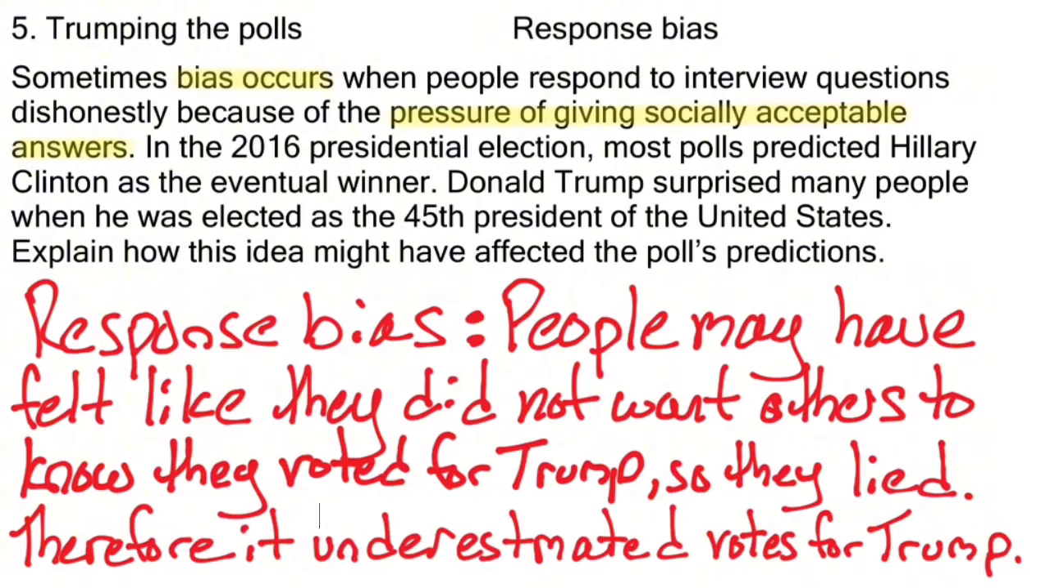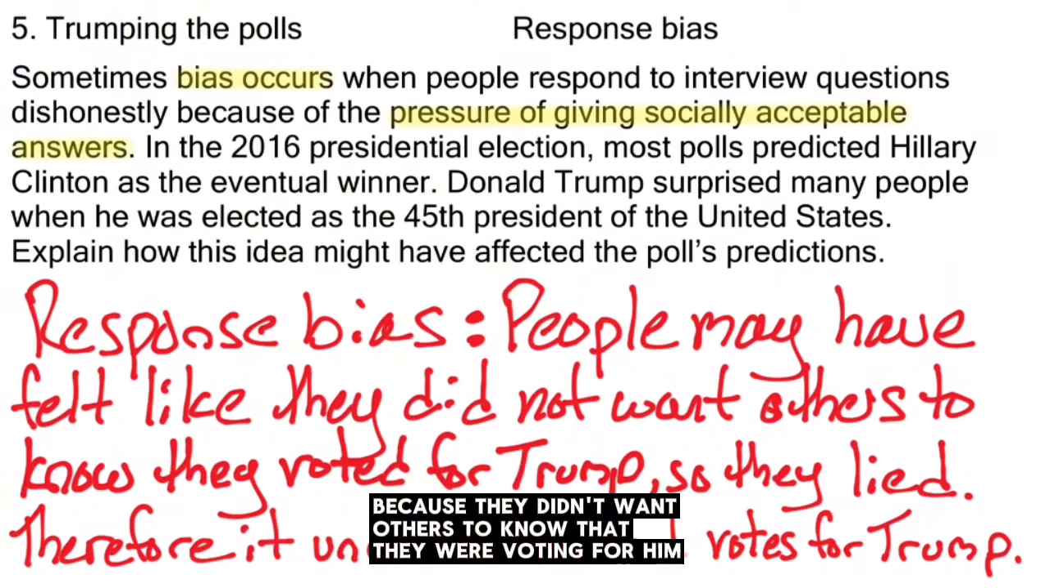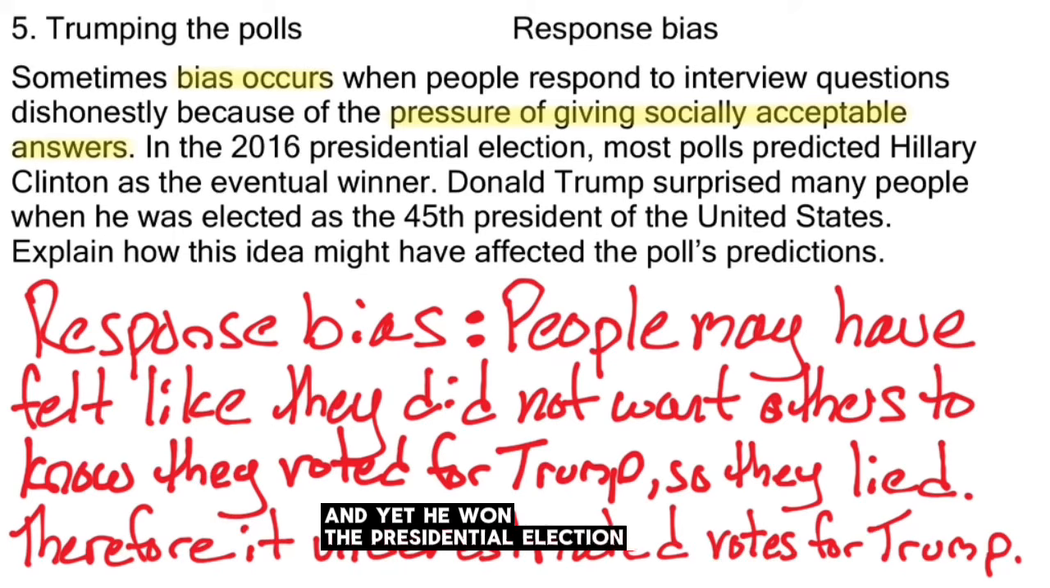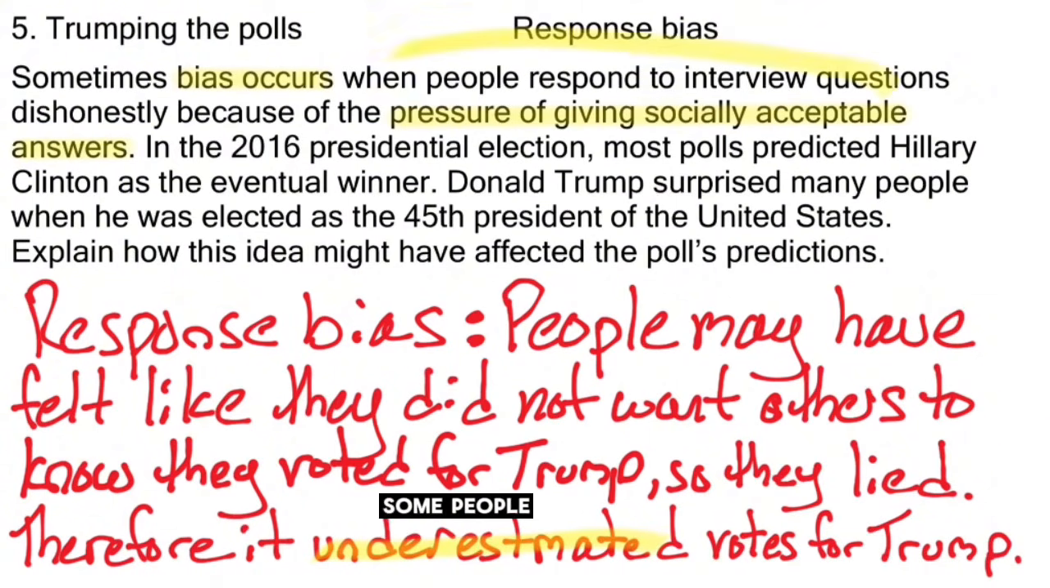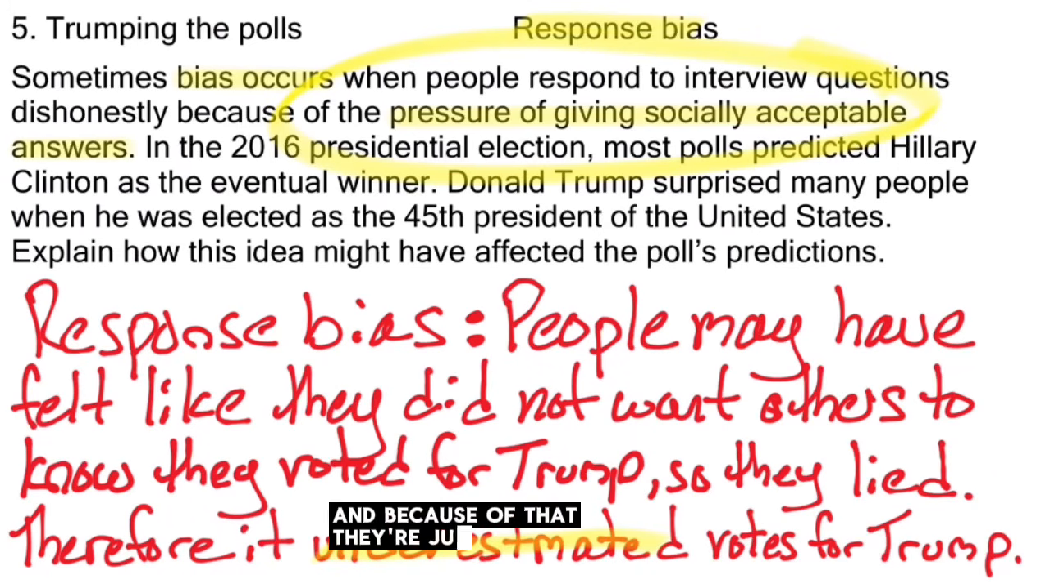So people who were clearly voting for Donald Trump lied about voting for him in exit polls because they didn't want others to know that they were voting for him. And yet he won the presidential election anyway. So therefore, the response bias caused an underestimation of the amount of votes for Donald Trump. And that's just because some people feel there are social pressures to giving certain answers, and because of that, they're just going to be dishonest.